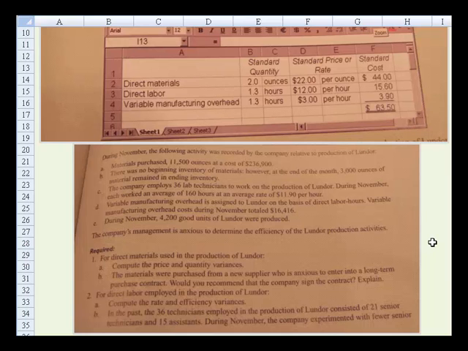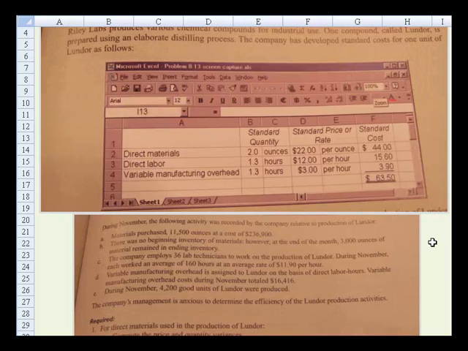All right, so let's focus on the direct materials. We see to the left of my mouse the materials purchased 11,500 ounces at a cost of $236,900. So let's work on computing the price variance. And we have the standard as being, what is that, 2 ounces, $22 per ounce, or $44. Okay, and they purchased 236,900. So let's work on the material price variance first.